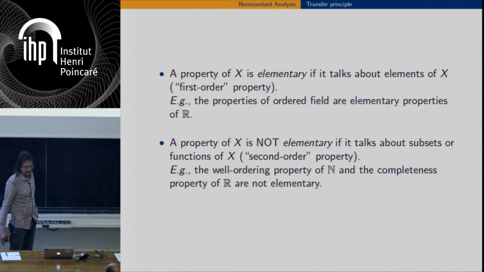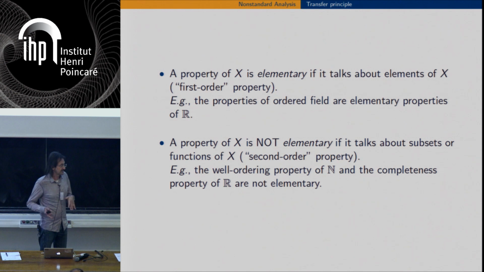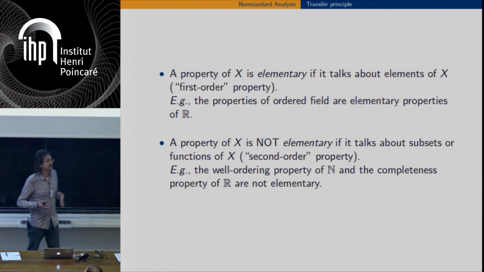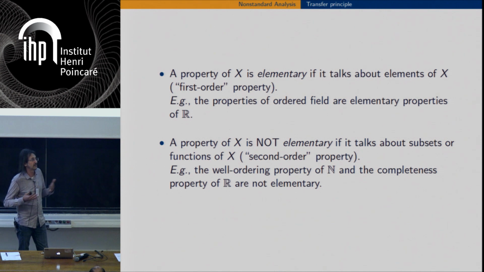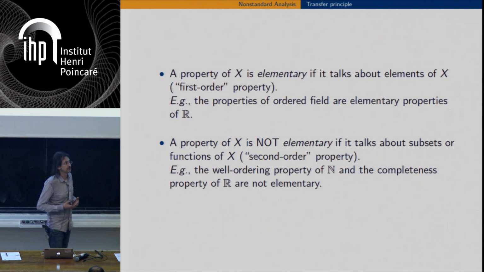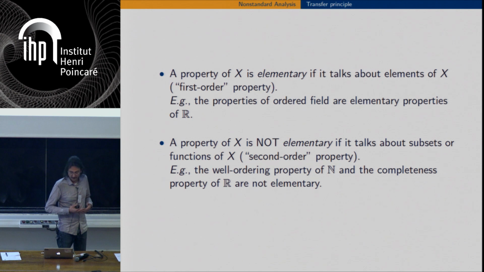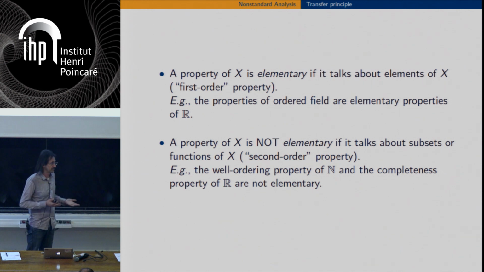Just to make one very easy example, the properties of ordered fields, since they are elementary, first order, are preserved. Other properties that talk about subsets, like the well-ordering property of the natural numbers or the completeness property of the real numbers, of course, are not.